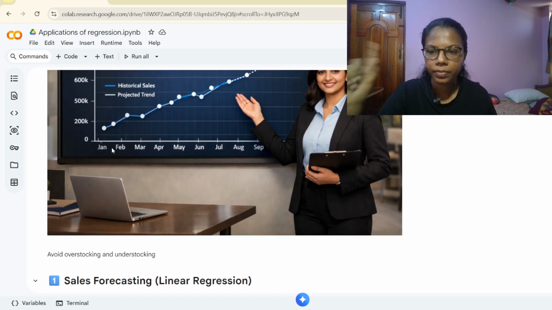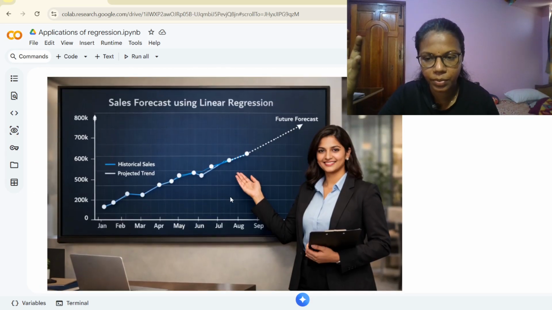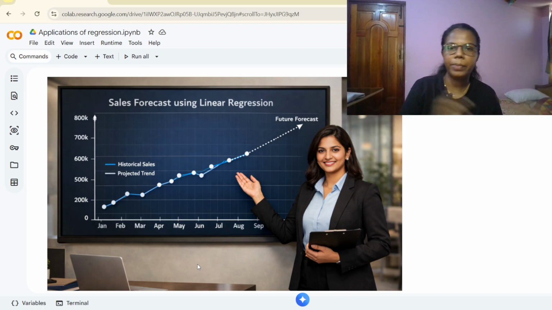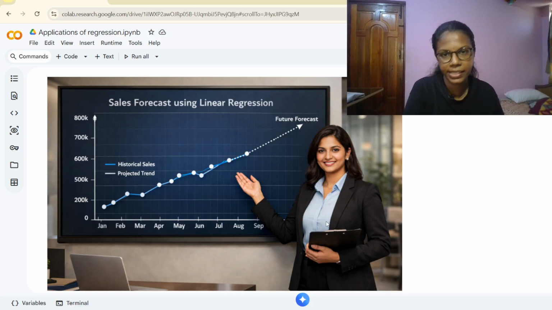So now, in this scenario, sales forecasting is majorly focusing on time-based data. So look into this diagram. What is happening? Month-wise, we are predicting sales. So month is actually a time. We could also predict sales for a particular month. So what will we be plotting on the x-axis then?